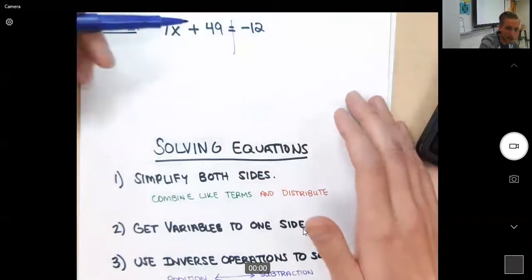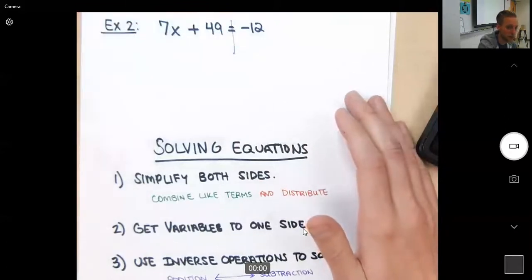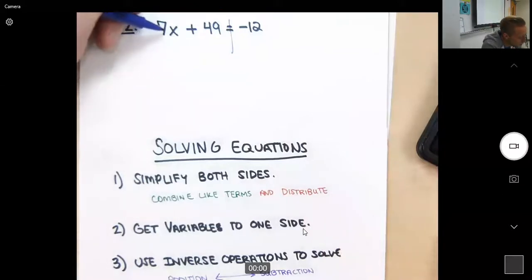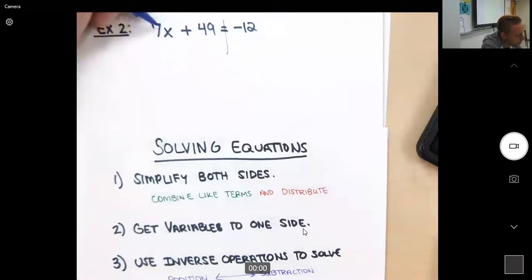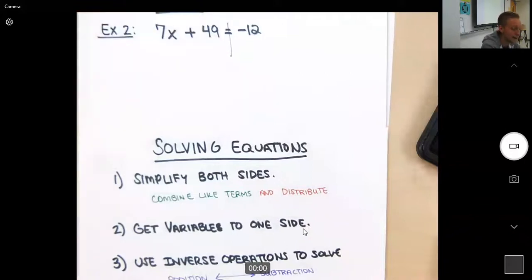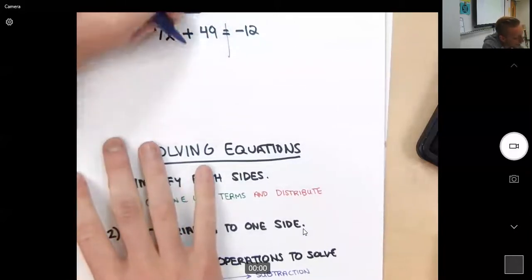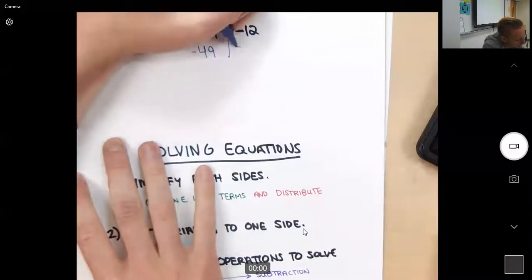So this is 7x plus 49 equals -12. All right, so here's the deal. We're doing 7 multiplied by x plus 49. So the question is do I divide by 7 first or subtract 49? It doesn't matter. However, if you want a prettier problem, one with fewer fractions, we're going to add or subtract always first. Okay? So what I'm going to do is, since I'm adding 49, I will then subtract 49.